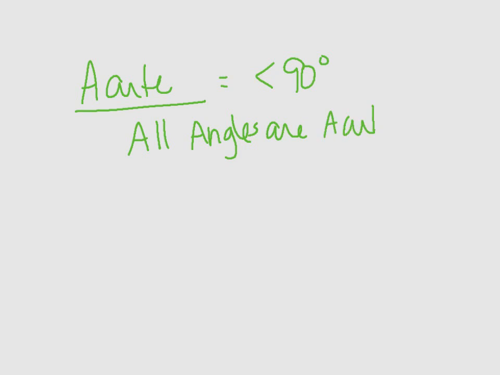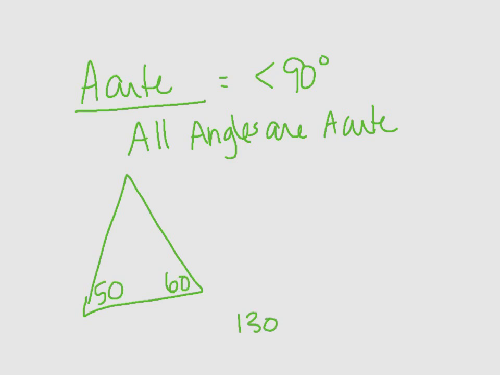So that means every single angle has to be less than 90 for it to be considered an acute triangle. Again, we will learn about this later, but let's say that we had this one is 50 and this one is 60. That leaves us with a total of 110 degrees, and there has to be 180, so the last one would be 70. Okay, so this would be an acute triangle because all of them are less than 90.